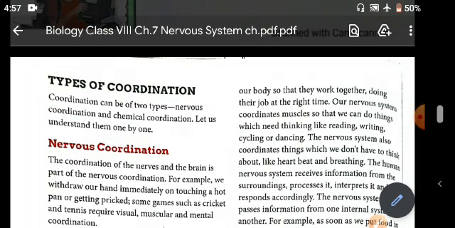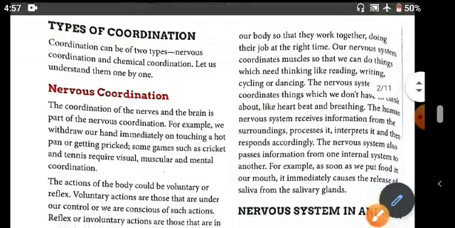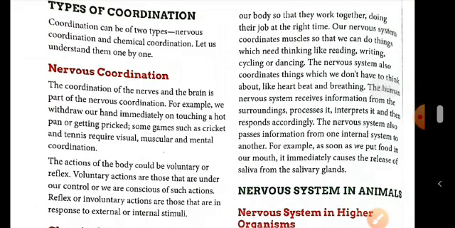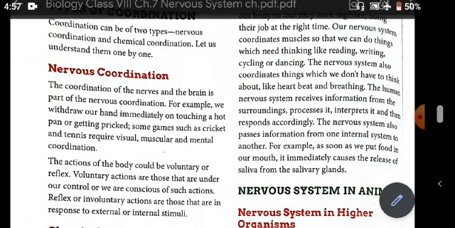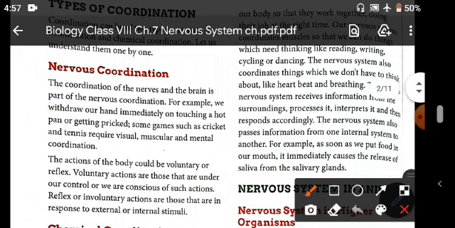Now our nervous system coordinates muscles so that we can do things which need thinking, like reading, writing, cycling, dancing, etc. That is also related to nervous system. The nervous system also coordinates things which we don't have to think about, like heartbeat and breathing. So it means heartbeat and breathing are also controlled through the nervous system.